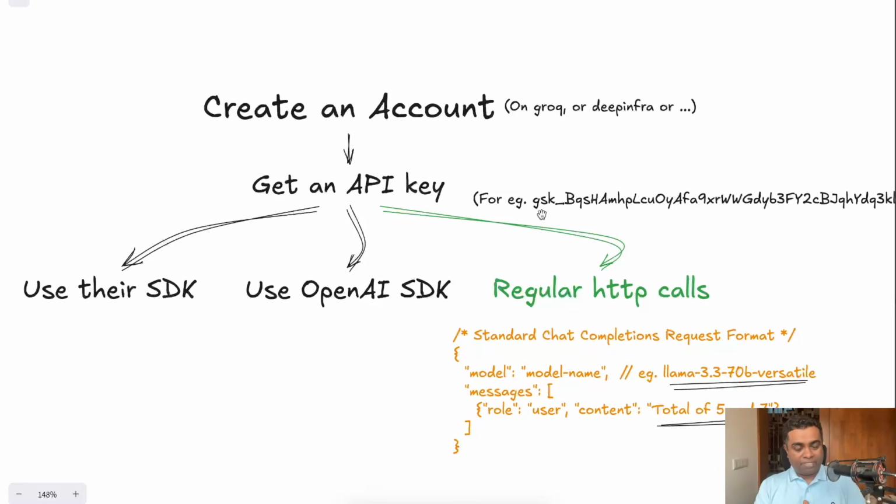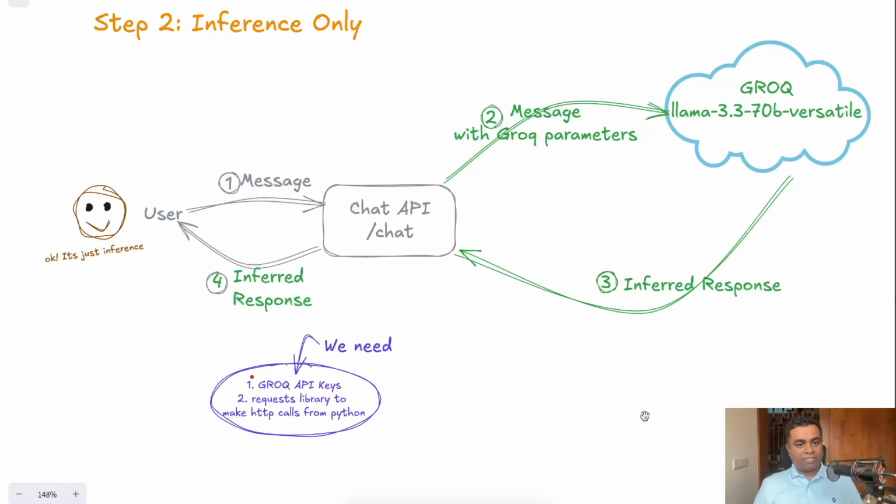So for the purposes of this exercise, as I did not want to bring in any other library, we will just make use of regular HTTP calls. To complete this step successfully, we need Groq API keys, which I already have. We need a request library to make HTTP calls from Python. Now let us jump to the coding part of it.